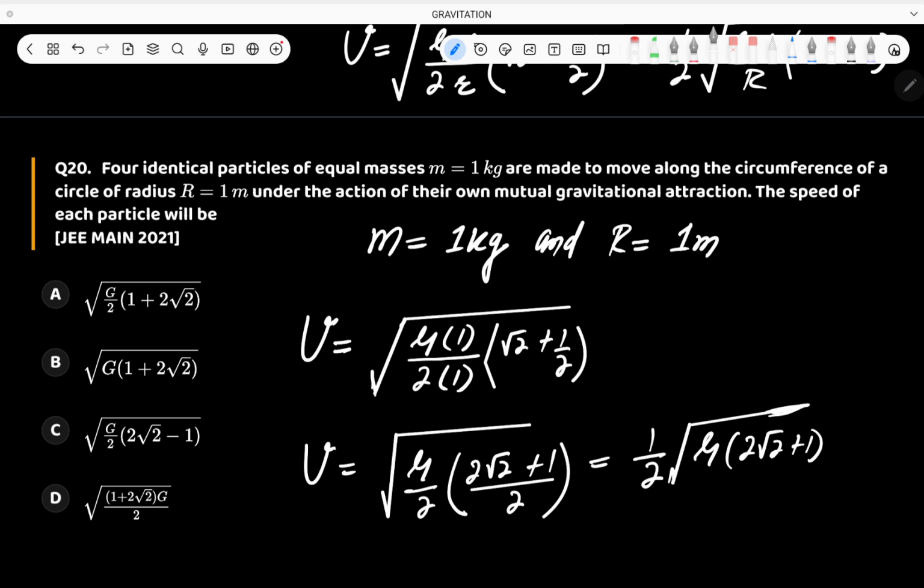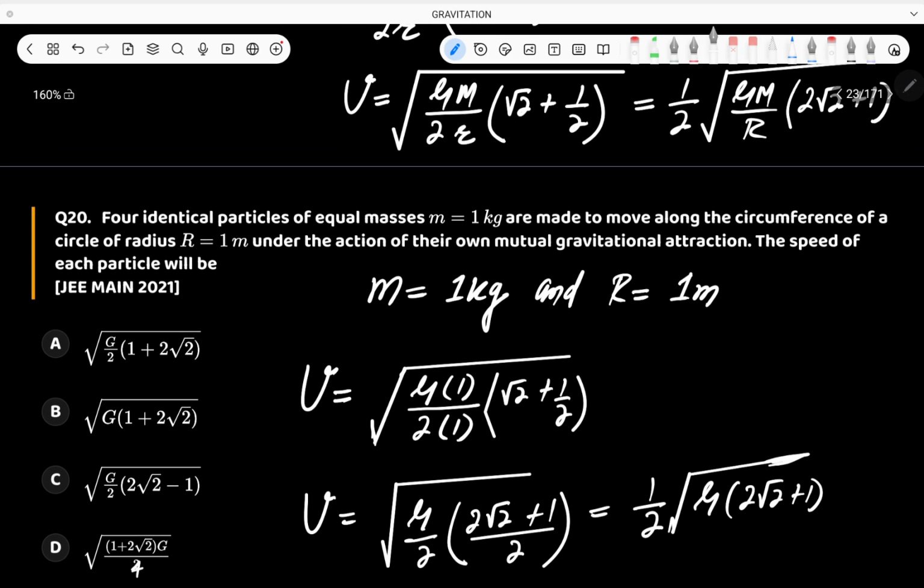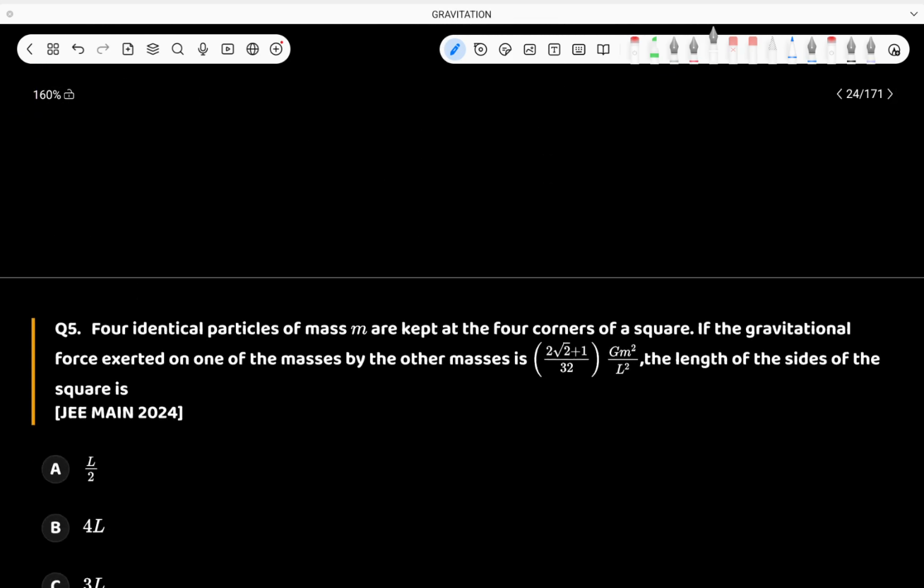Okay, so what I can do is that 1/2 G into... either you can write down here it is 4, this here 4, this here 4, or you can write down simply this is here 2 out of this root. Okay, so you can correct it there yourself. So question number 20 is done.